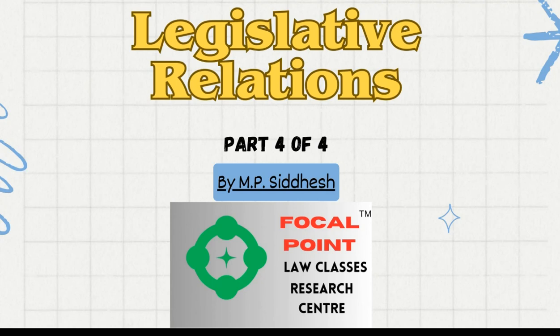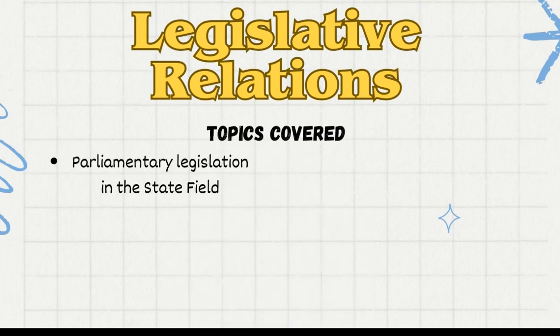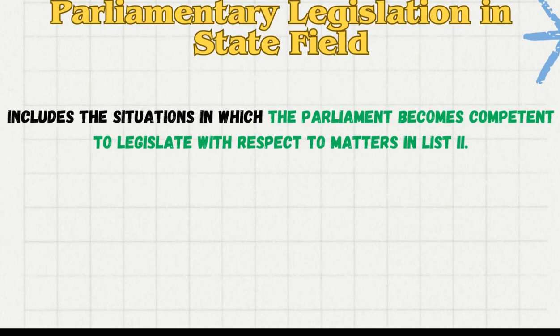In this part, we shall cover the following topics: parliamentary legislation in state field, and finally, the rule of occupied field. Let us start with the subtopic of parliamentary legislation in state field. As the name suggests, parliamentary legislation in state field includes the situations in which the Parliament, that is the central legislature, becomes competent to legislate with respect to matters in List 2, that is the state list.